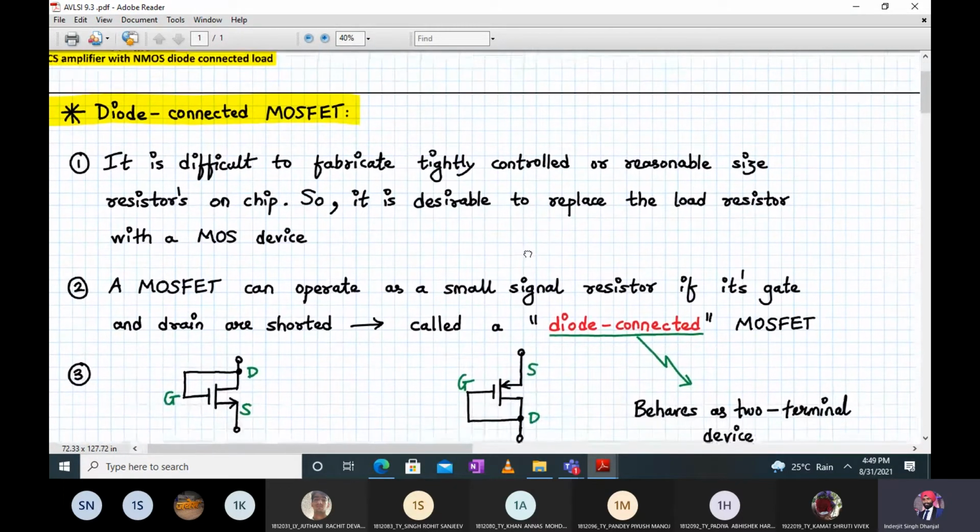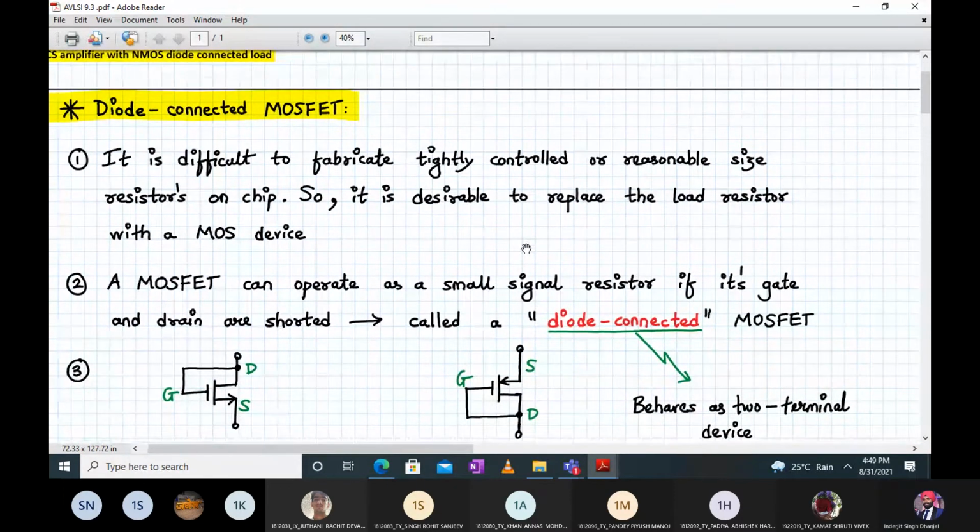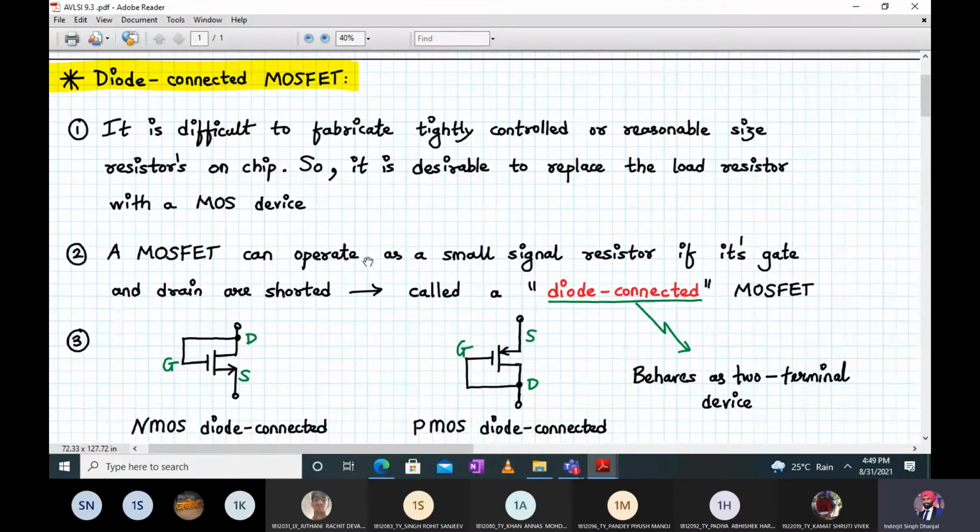So let us begin. What is a diode connected MOSFET and what's the need of it? We know that it's very difficult to fabricate a tightly controlled or reasonable size resistor on a silicon chip. So it is desirable to replace a load resistor, a physical resistor, with a MOS device. Your MOSFET can operate as a small single resistor.